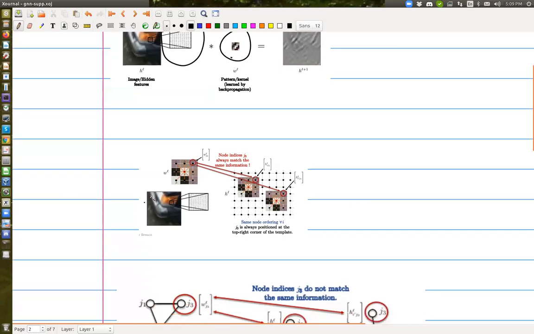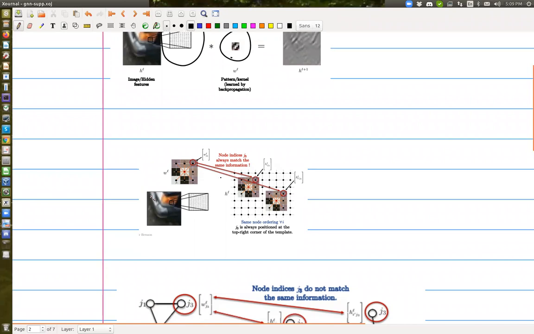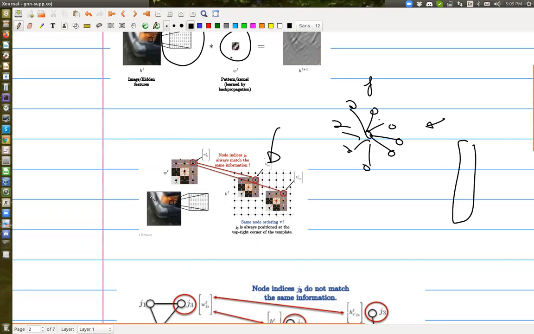For graph filters, we can imagine something similar, right? But there are some catches here, as I mentioned earlier, some caveats. So for a graph filter, let's say I consider this as a graph. I fix, for example, a 3x3 kernel. Each node here has 8 other nodes connected to it in the graph, right? So I can design a kernel here.